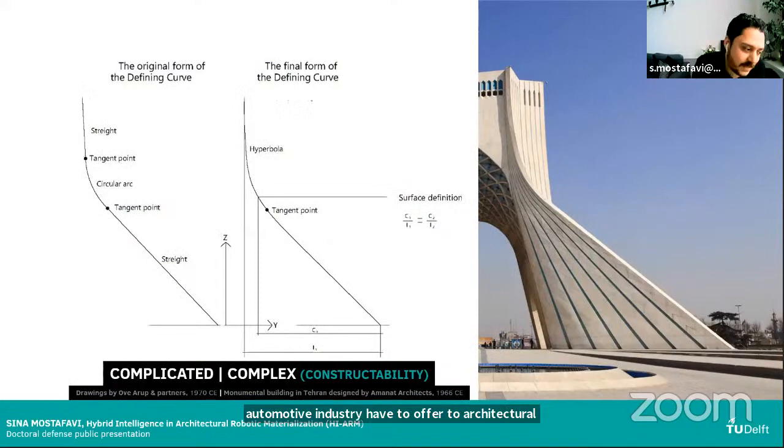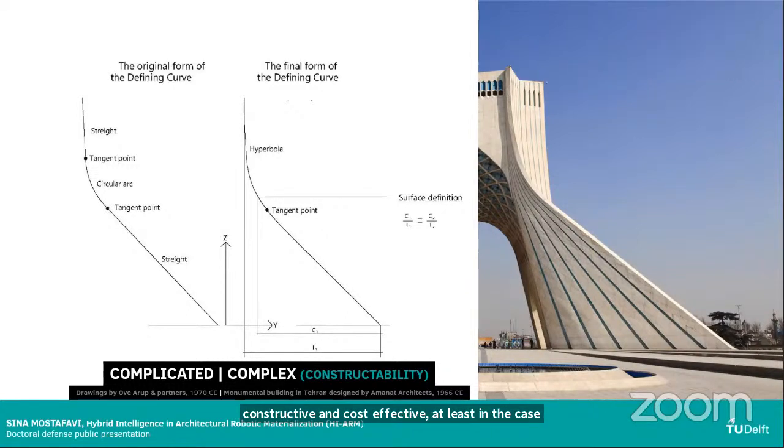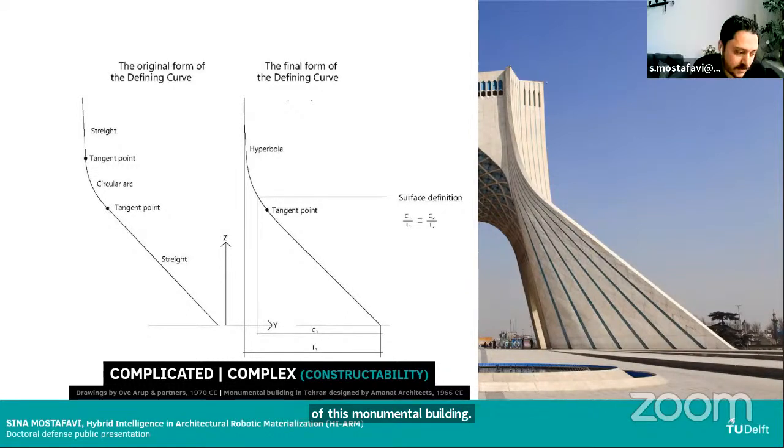How do we assess the constructability of a particular design? Is more visually or geometrically simple, more constructible and cost-effective? At least in the case of this monumental building, the answer seems to be a no, as the curve on the left is defined by straight and circular curves, while the more constructible curve on the right might seem visually or mathematically more complex.